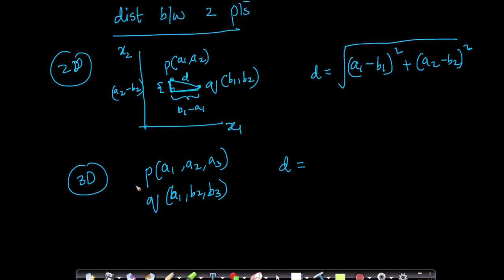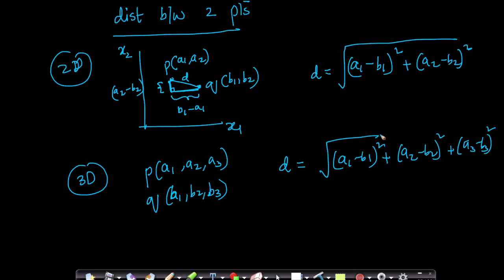The distance between P and Q, if it is D, I can write it simply as square root of (A1 minus B1) square plus (A2 minus B2) square plus (A3 minus B3) square. Just under root of all of that, right? This again you can prove using basic Pythagoras theorem by applying it multiple times.